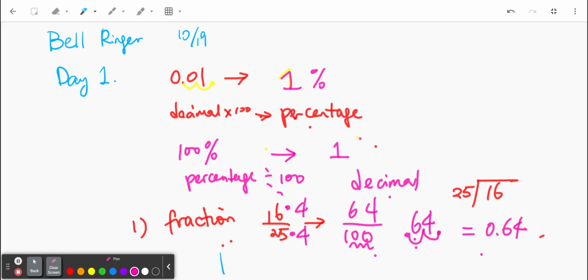But when you want to write it as a percentage, how much percent is 0.64? 64%, because if you want to change to a percentage, you're going to multiply by 100%, and that gives you 64%. Rose, you got that? Okay, very good.